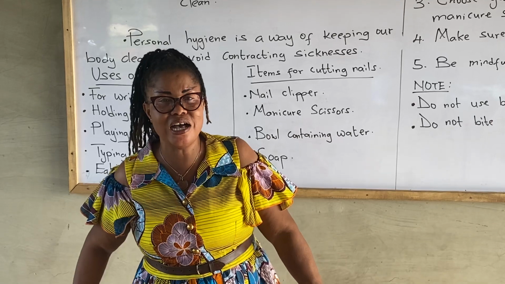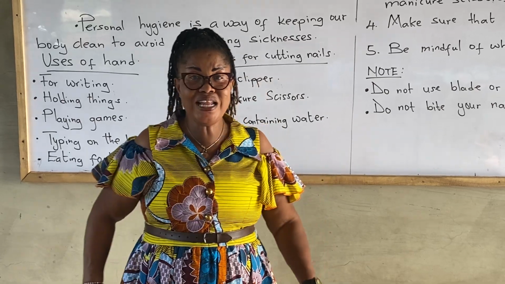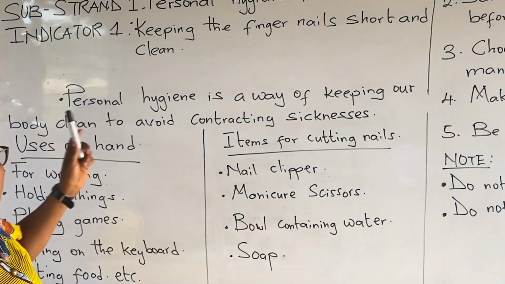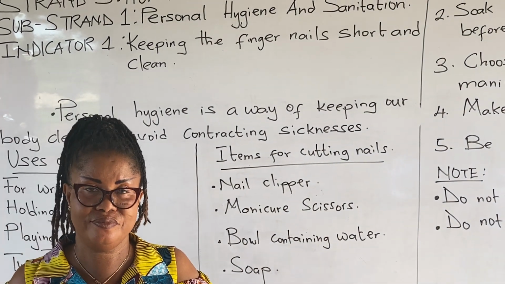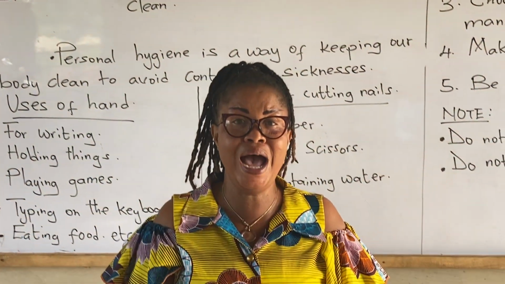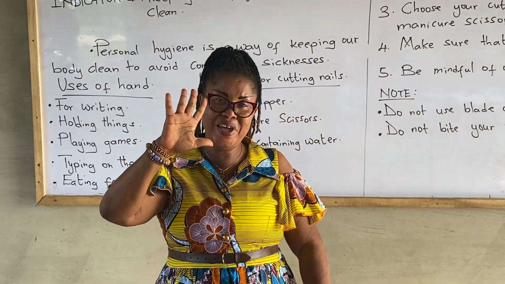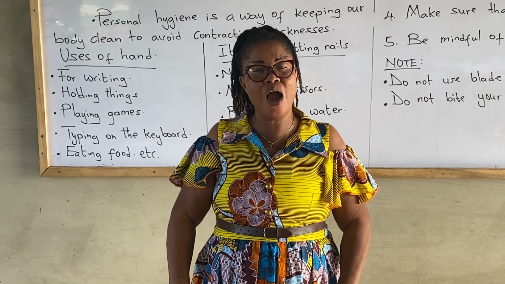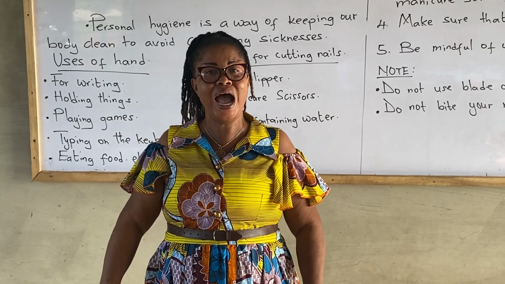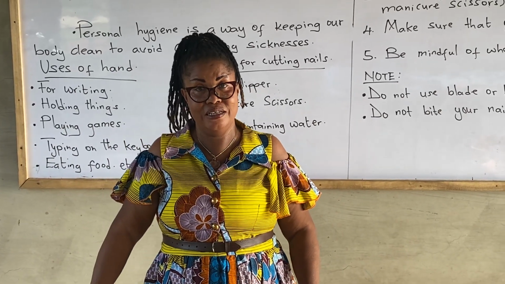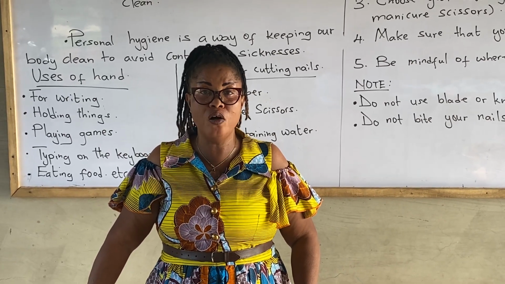Before we move on, let's ask ourselves, what is personal hygiene? Personal hygiene is a way of keeping our body clean to avoid contracting sicknesses. The human hand is made up of a thumb and fingers. Germs are contracted mostly by our hands. So we need to keep our fingernails clean in order not to contract any germs which will make us fall sick.